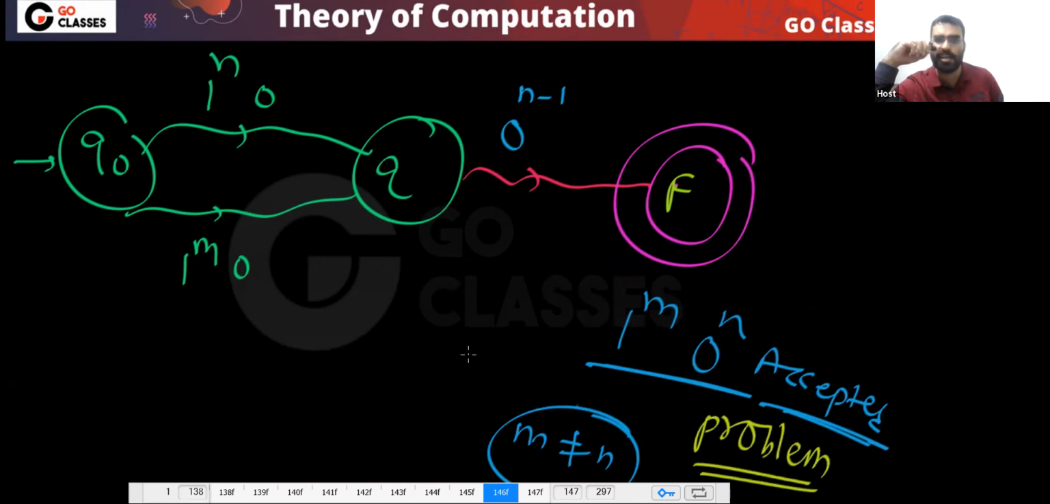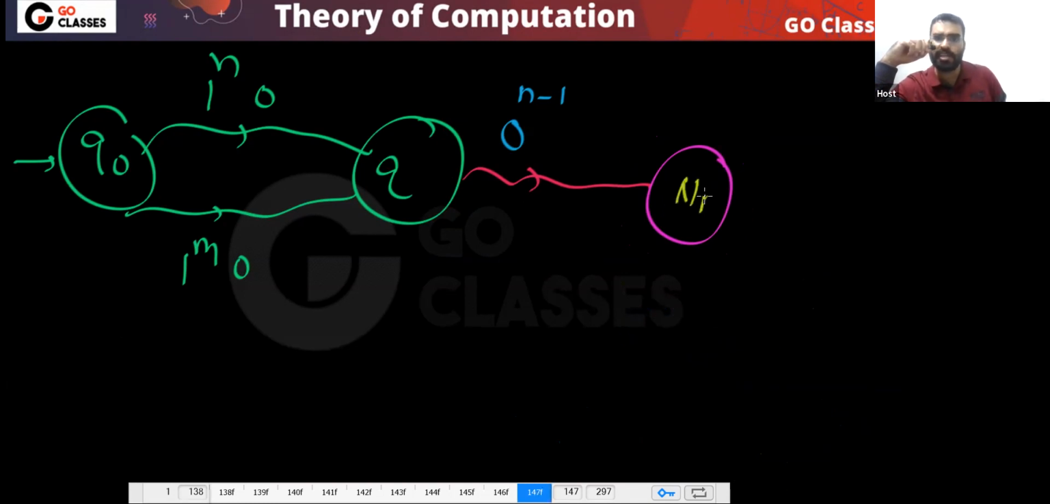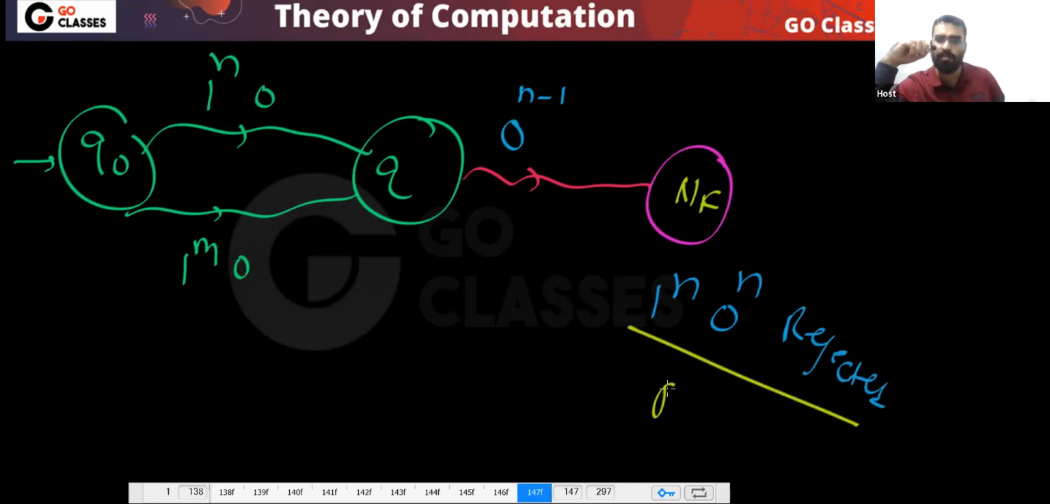I should not accept this, right? Because m is not equal to n, I should not accept this. And if you go to a non-final state, then there is a problem. What is the problem? Tell me. If you go to a non-final state, then 1 power n 0 power n is rejected. Should I reject this? So this is also a problem.